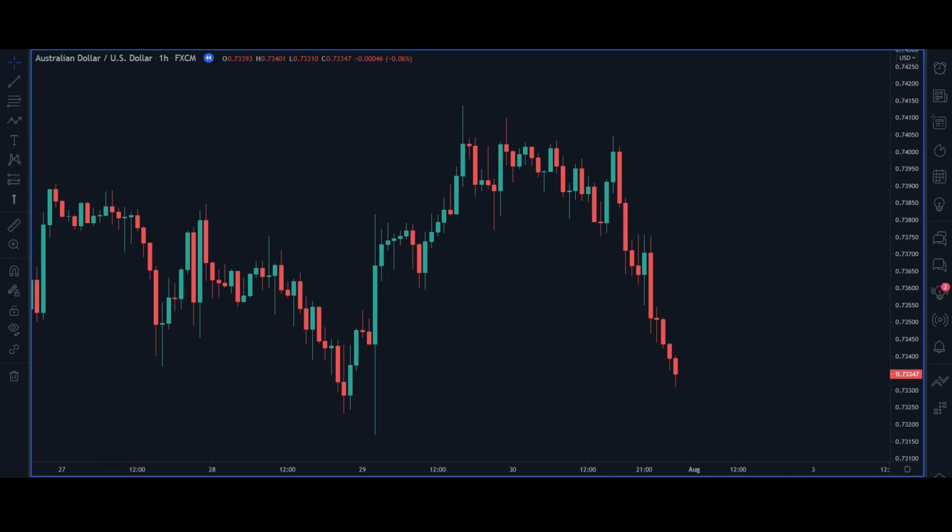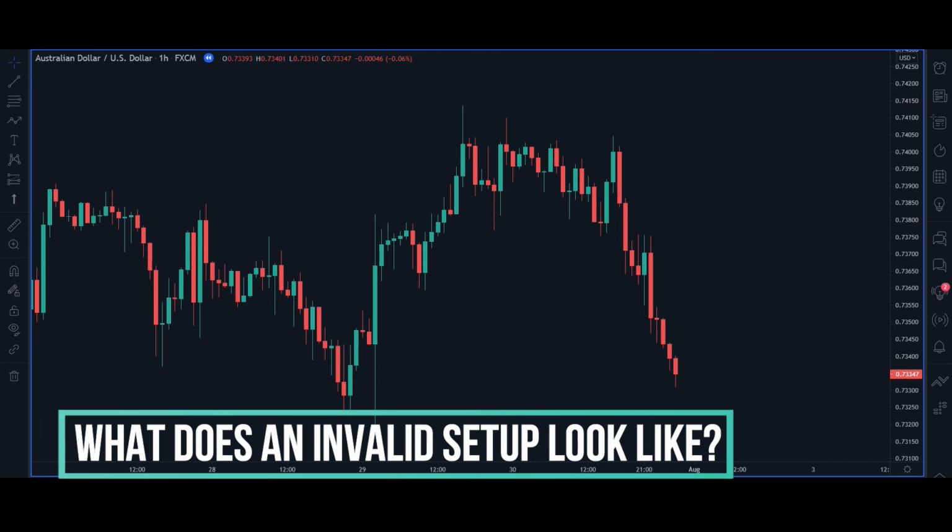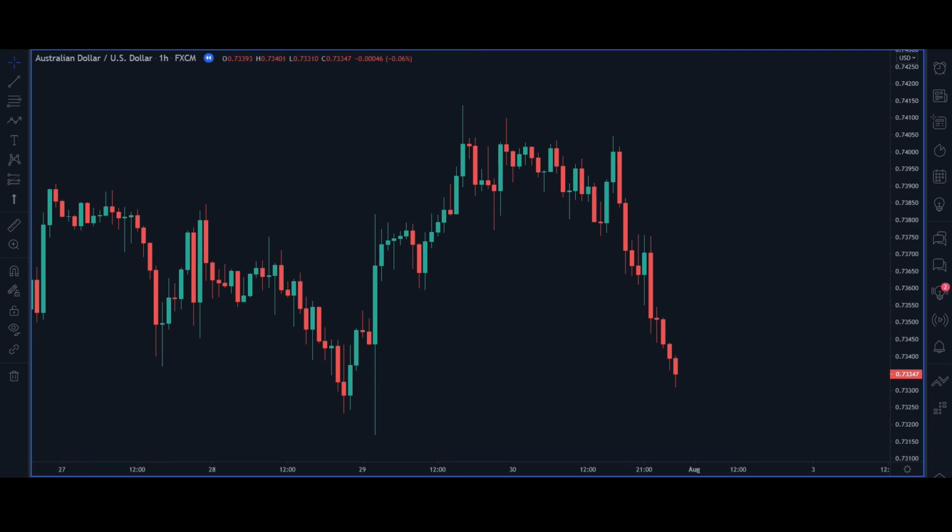Right here, I will show you an invalid setup. You will come across these types of setups when you're already trading the live markets. So as you can see on this AUD USD chart, price is already going on a downtrend. And then price broke structure to the upside. And now you're interested to look for a buy.